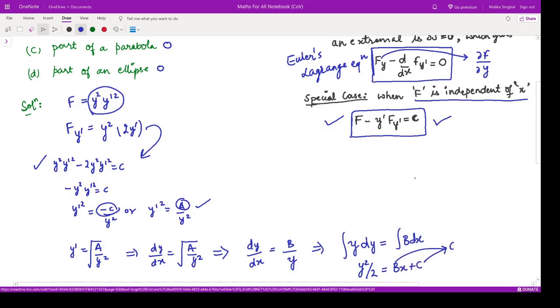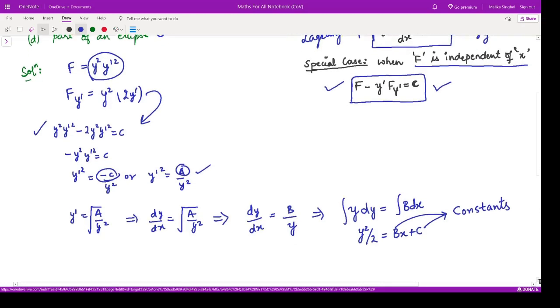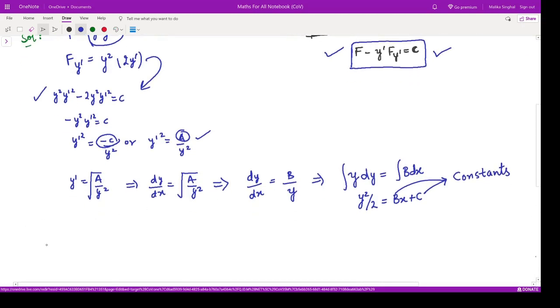They are constants which are to be determined, right? So how can we determine these constants? We have to make use of the conditions given in the question. So what conditions are given in our question? Let us have a look.